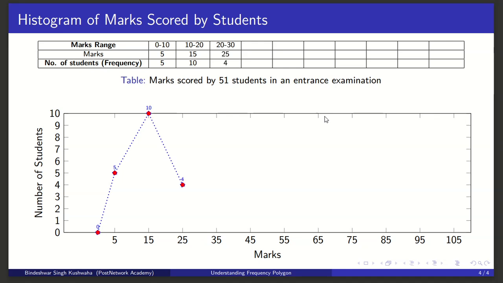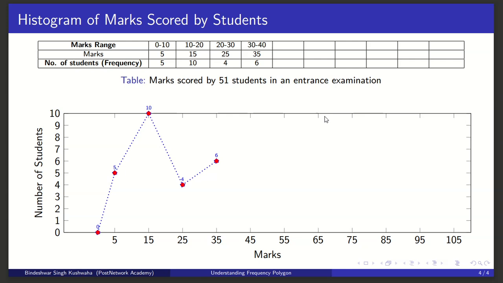Third point, 20 to 30. So you will get the midpoint, that would be 25, and the frequency is 4. That means 4 students have got 25 marks.